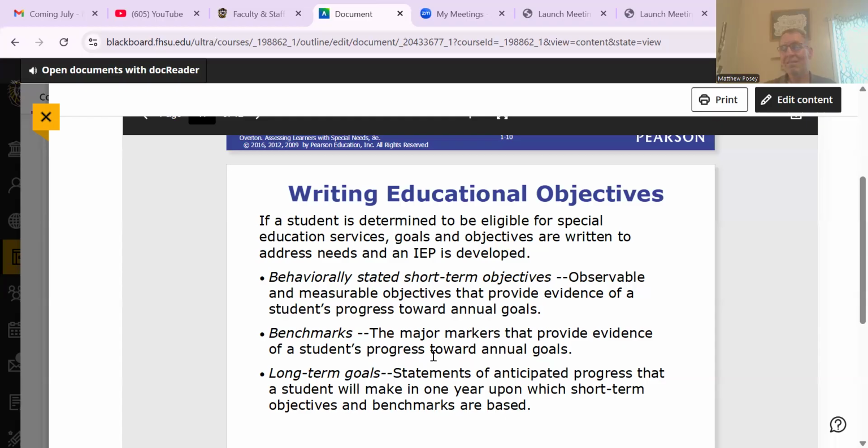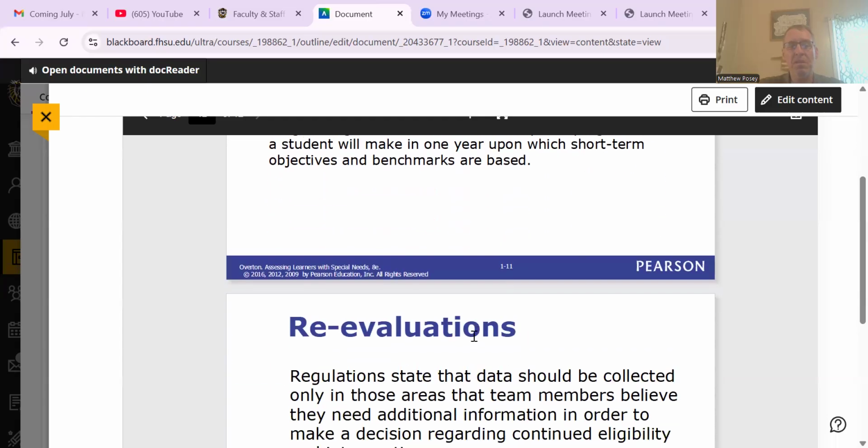So three things to consider when formulating educational objectives. Writing those are short-term objectives, behavioral short-term objectives, some benchmarking, and then also long-term goals.